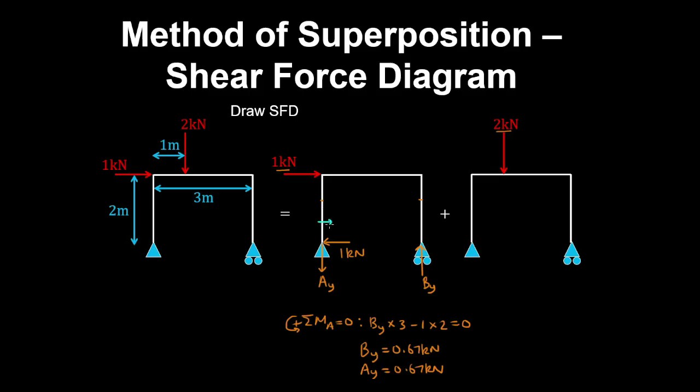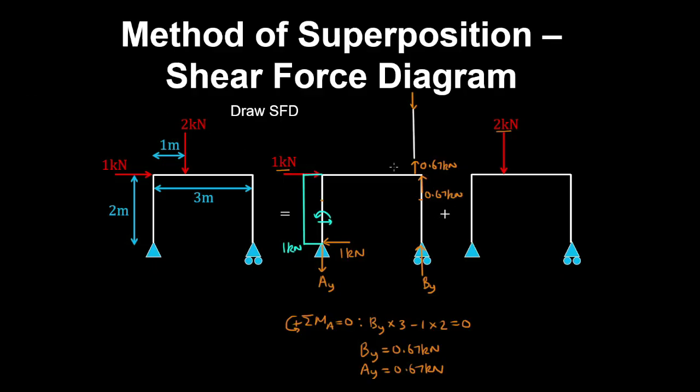And now if we cut the column, we can see that the shear force is constant at 1 kilonewton. Now on the other side, if we take a free body of the right column, we have the reaction By acting on that column. And by vertical equilibrium, we must have an equal and opposite force acting on the top. And therefore by Newton's third law, we have an equal and opposite force acting on the beam of 0.67 kilonewtons.